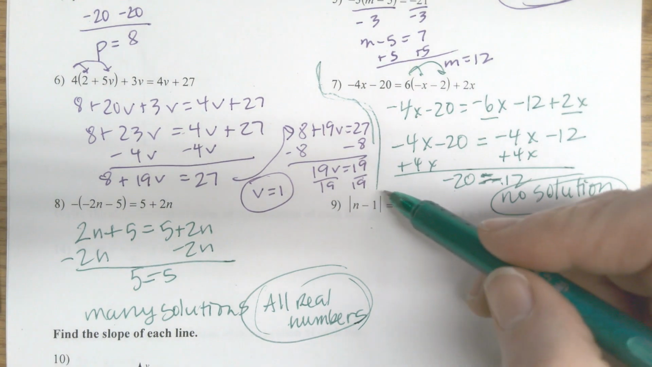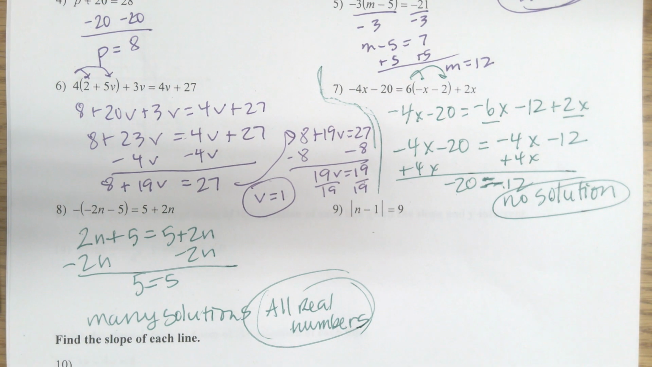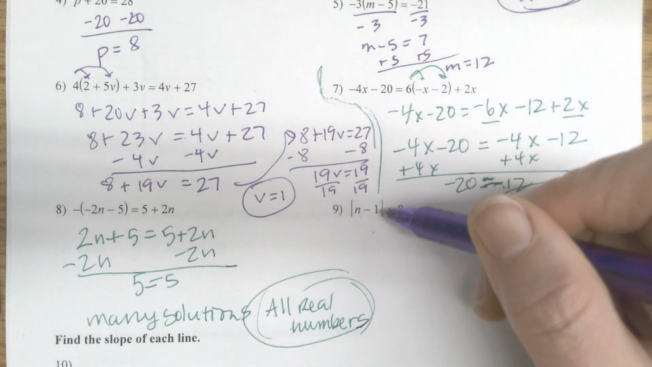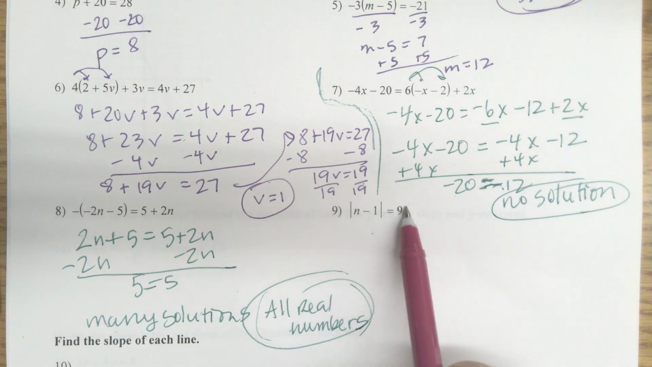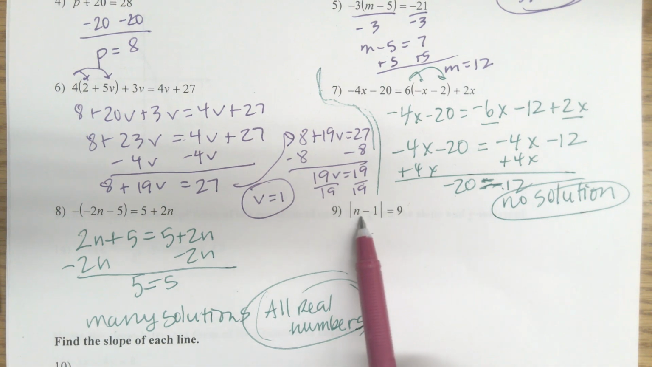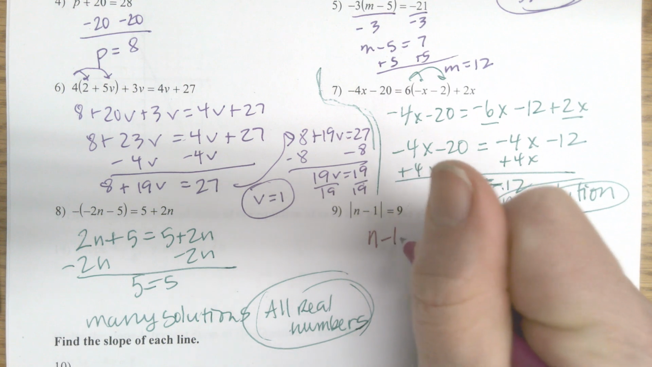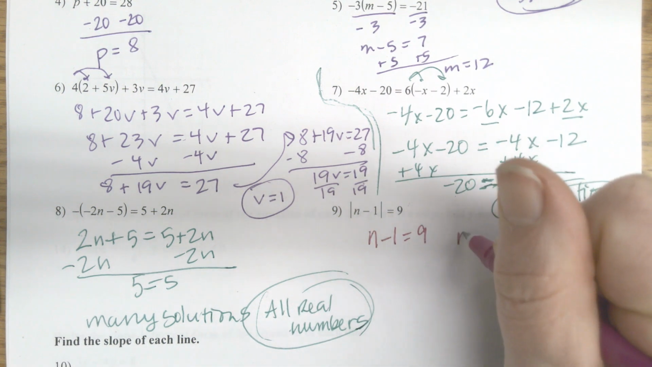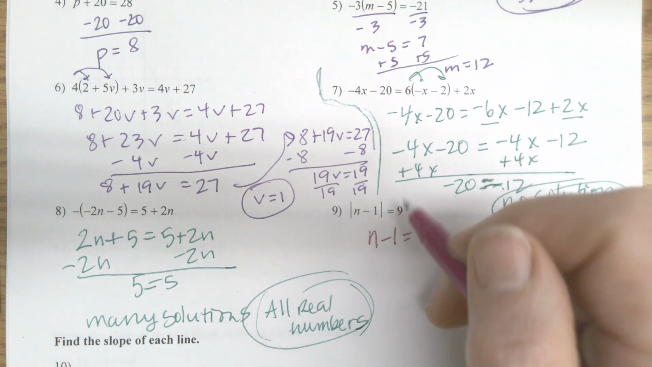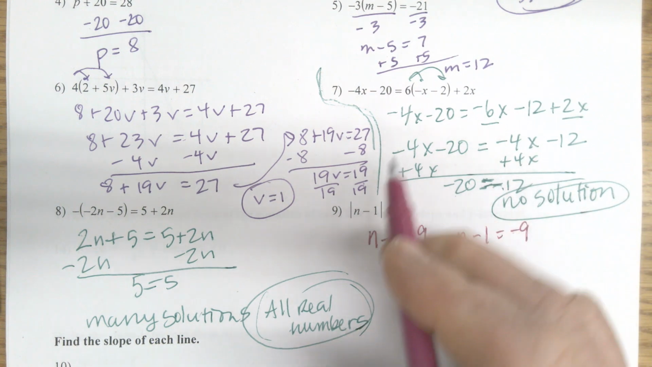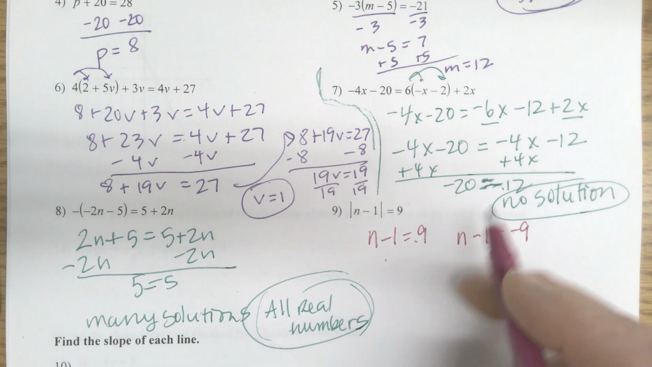All right, our next one is just a review on absolute values. Keep in mind, an absolute value means that you could have a positive answer or a negative answer that would both produce positive 9. So in here, I could get n minus 1 equals positive 9, or I could get n minus 1 equals negative 9. That would make this a true statement. So now I'll have two equations. So absolute values, double your work.